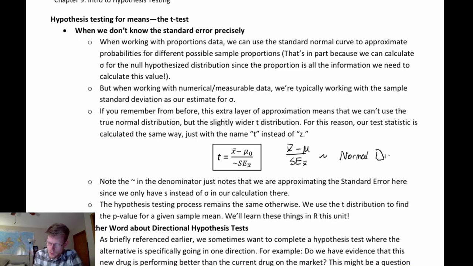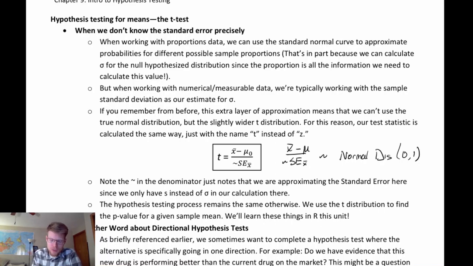This is still true. X bar follows a normal distribution centered at mu, and I could say that x bar minus mu divided by the true standard error is going to follow a normal distribution with mean 0 and standard deviation 1. It follows the standard normal curve. So I could use z-scores in that case. However, if I'm approximating this value, that changes things a little bit. This is now going to be prone to have slightly larger values than I would typically.